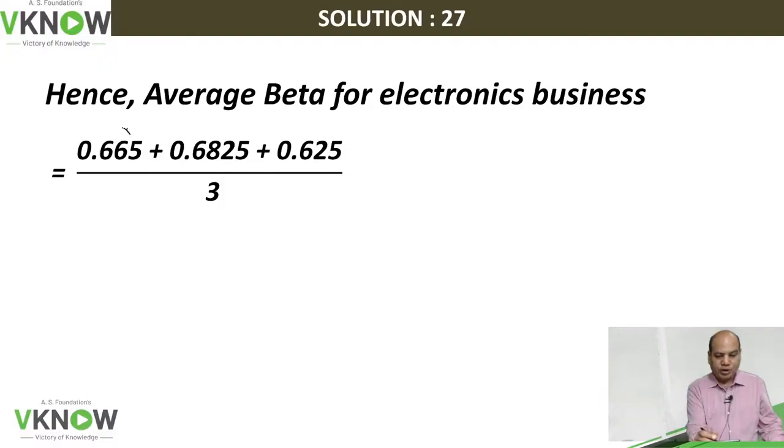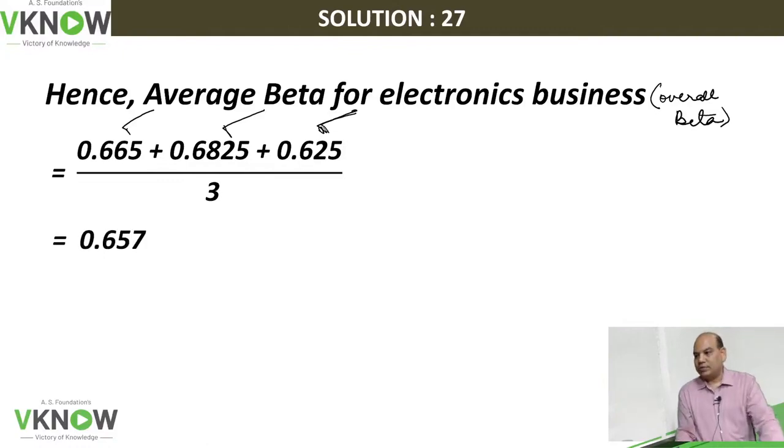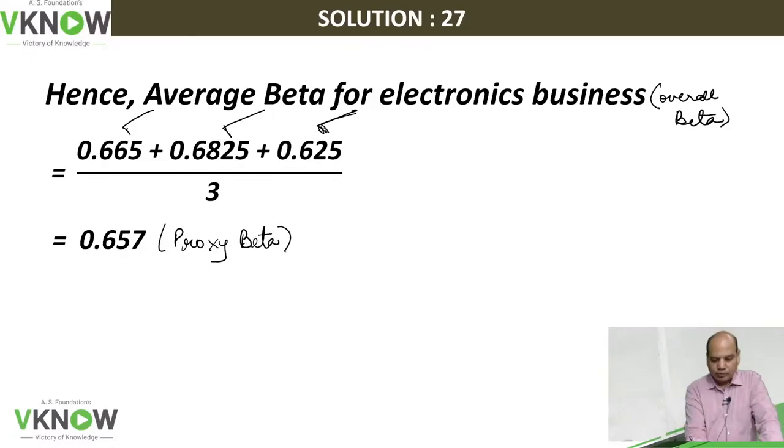This is for Superior, this is for Admirable electronic business, and this is Meritorious electronic business. So the overall beta, you can write in bracket overall beta, is equal to 0.657. Is 0.657 right? In bracket, proxy beta.